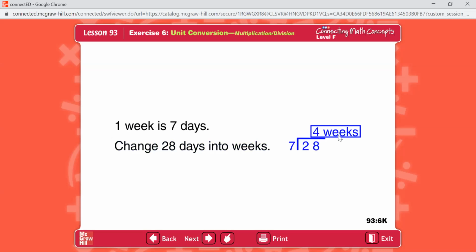Now, let's switch it up. Let's change 28 weeks into days. Now we're going from weeks to days. We're moving forward, meaning we're going to multiply. And what are we going to multiply 28 by? We're going to multiply 28 by 7 because there's 7 days in 1 week. Now we have 28 weeks. Go ahead and work the problem and label your answer. Pause the video now.